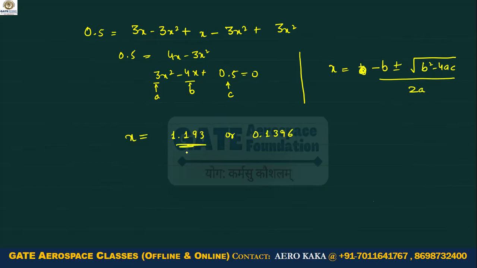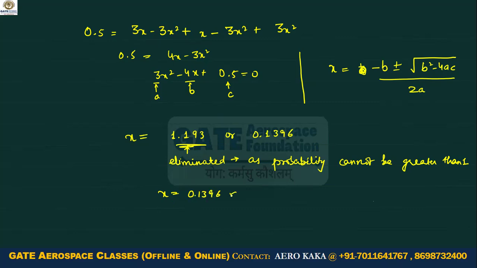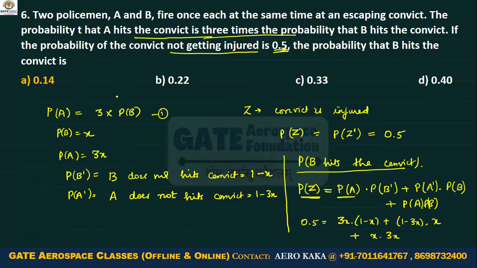0.1396. This value will be eliminated as probability cannot be greater than 1. So your answer is going to be 0.1396, which is nothing but 0.14. This is going to be your answer. And if you see, this is what we have assumed, that the probability B hits the convict is x, and the answer we are getting is 0.14.